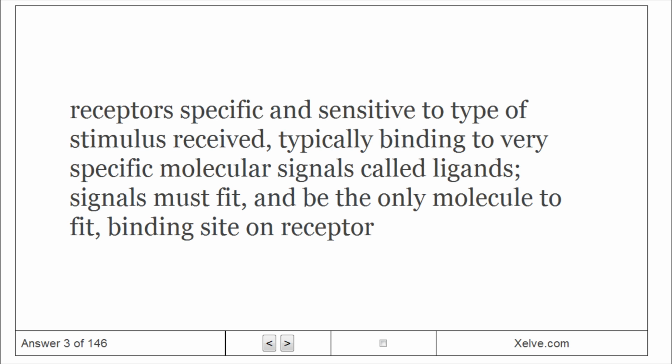How is specificity important to signal transduction? Receptors are specific and sensitive to the type of stimulus received, typically binding to very specific molecular signals called ligands. Signals must fit, and be the only molecule to fit, the binding site on the receptor.